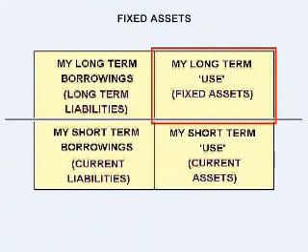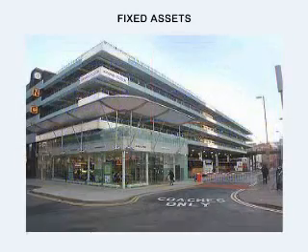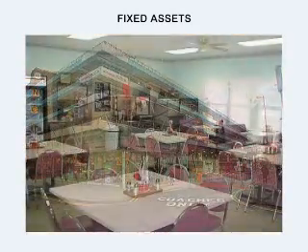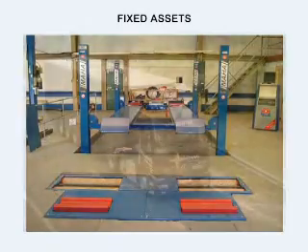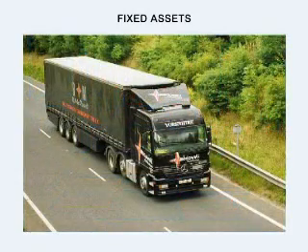Now, across to the top right-hand side of the balance sheet, we have fixed assets. What could they be? Land and buildings, fixtures and fittings, plant and equipment, vehicles.